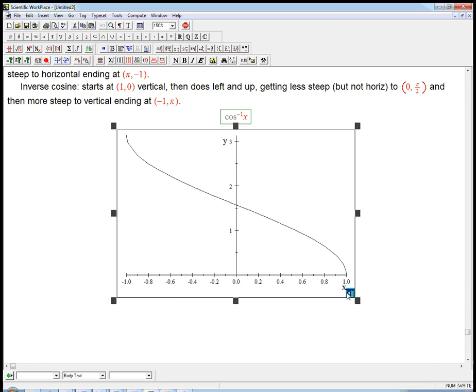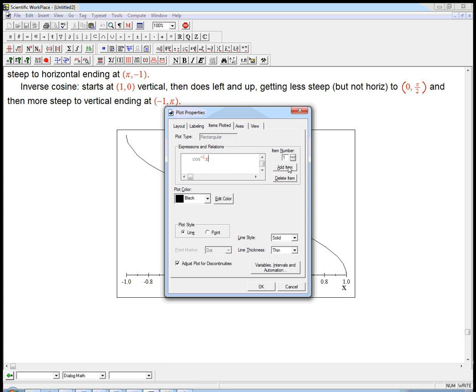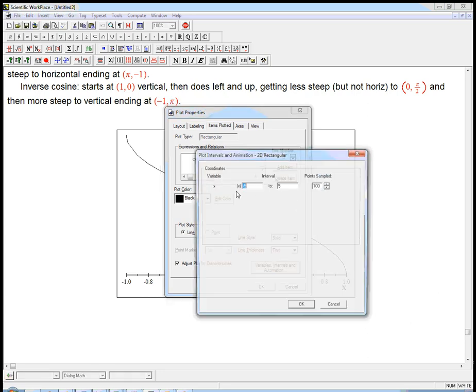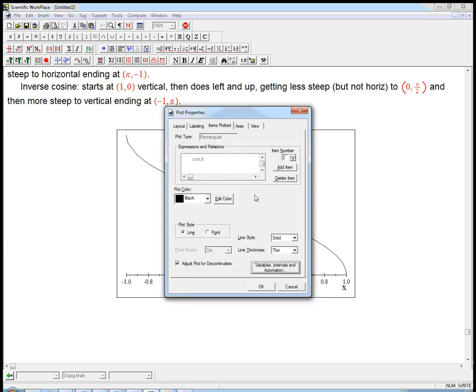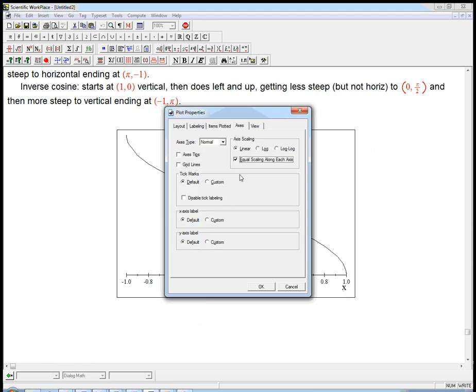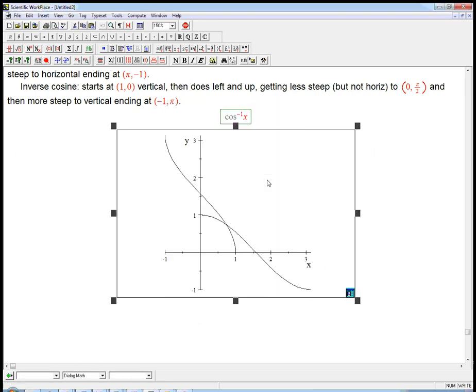Okay, and let's add in cosine x, but we're going to just do 0 to 3.142. And then remember, we wanted equal scaling so we could see the reflection better.